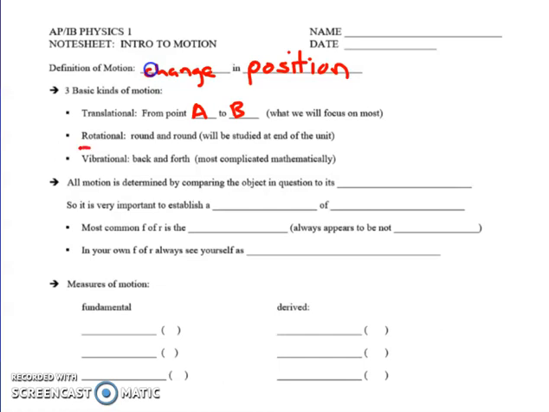We will eventually study rotational, where you go round and round. Think of something spinning around like a merry-go-round or a top. That's a little bit more complicated, but we'll do that at the end of the unit. And then there's even vibrational, which is the most complicated mathematically. And we'll study that at the very, very end of the unit.